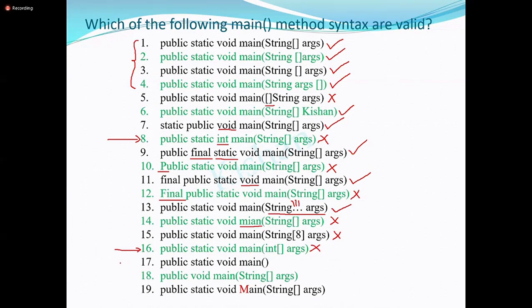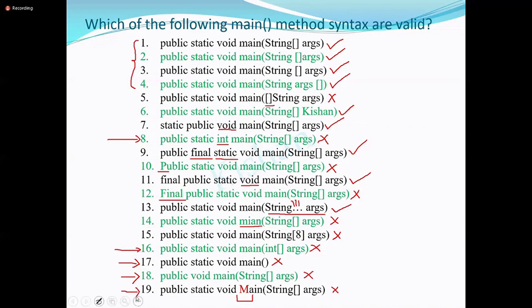Now, 17 syntax, exactly the same thing. Not a valid main method, just a normal method. Why? Because String args is missing. 18 syntax is also okay. Public static is missing here. Static is completely wrong, so it is considered a normal method, but not a valid main method. And what about 19th syntax? Here also, this is an invalid main method, but it is considered a normal Java method.